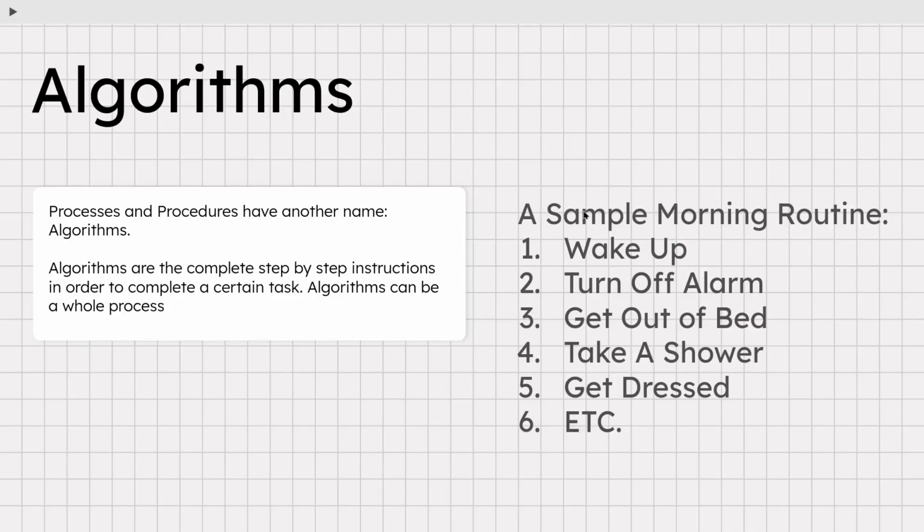So an algorithm for a morning routine would be waking up, turning off the alarm, getting out of bed, taking a shower, getting dressed, so on and so forth. I wouldn't want to get dressed before I take a shower, and I wouldn't want to take a shower before I've gotten out of bed. And we talk about algorithms in the sense of how to complete certain mathematical things or certain behaviors or logic. And we'll get more into algorithms. They'll have their own special dedicated section in this series.